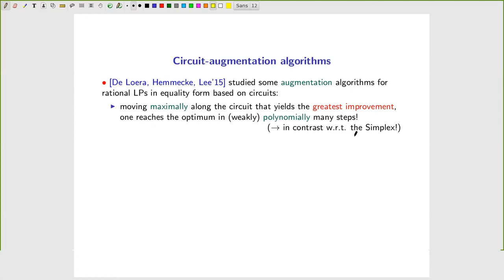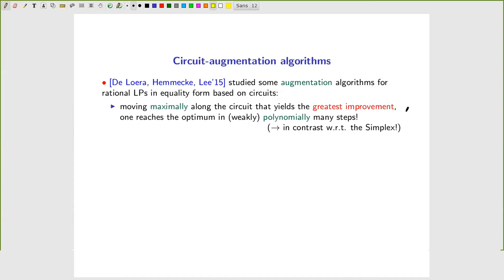And this is in contrast with the simplex algorithm, because with the simplex algorithm there is a counterexample: if you move to the neighboring extreme point that is the best according to the improvement that it gives you, there are examples that show that in the worst case this might take exponentially many steps.